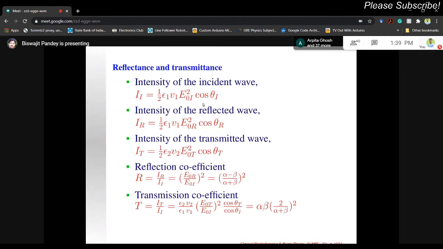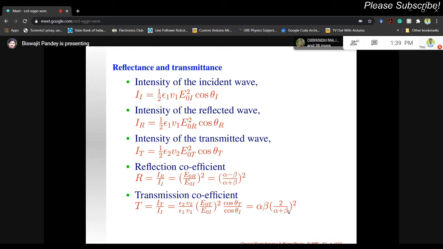Since theta I equals theta r, naturally this Gauss factor will not be there in the ratio. And if you calculate the transmission coefficient, theta t by theta I is again n1 by n2. So you can plug that in here and simplify to obtain the relation. So r equals alpha minus beta divided by alpha plus beta, squared, and t equals alpha beta times 2 by alpha plus beta, squared.